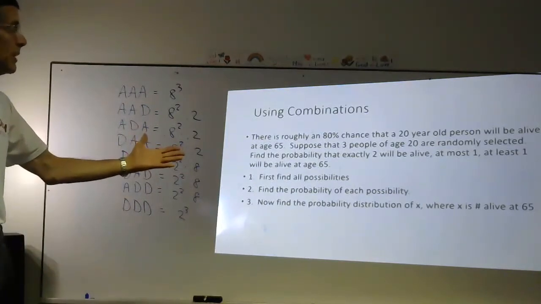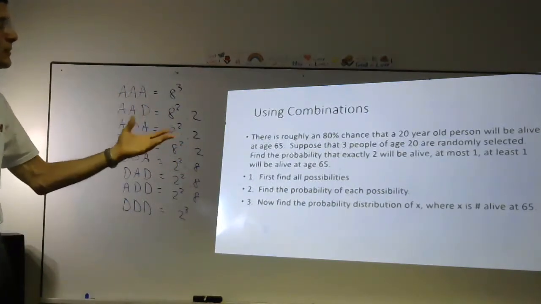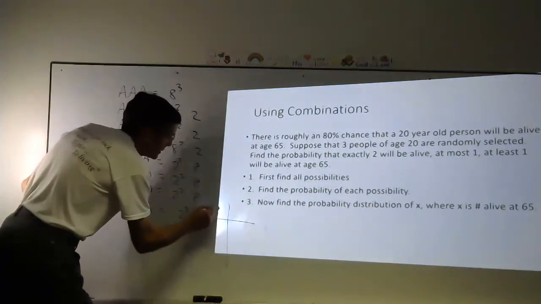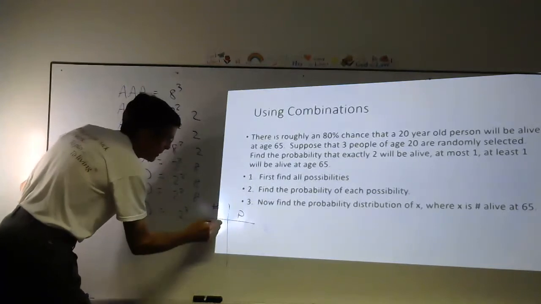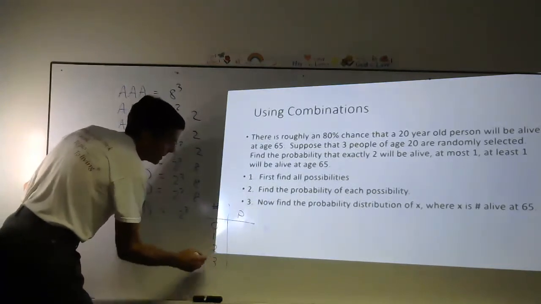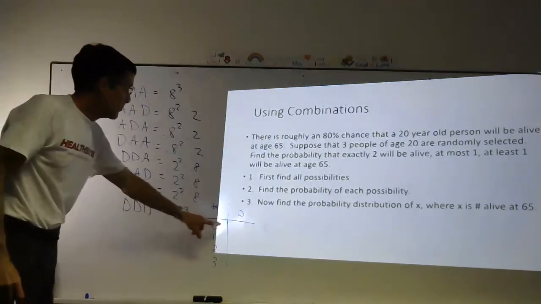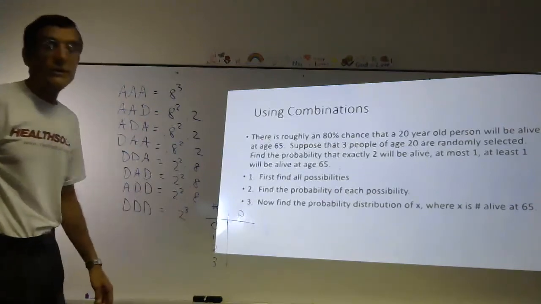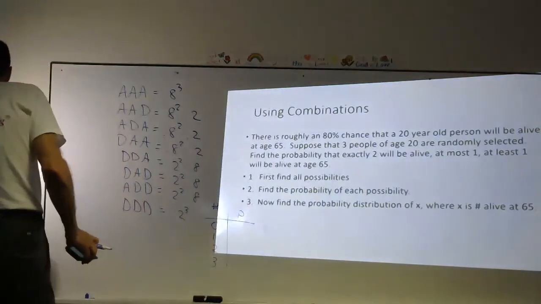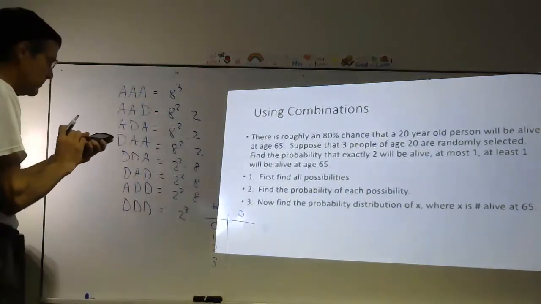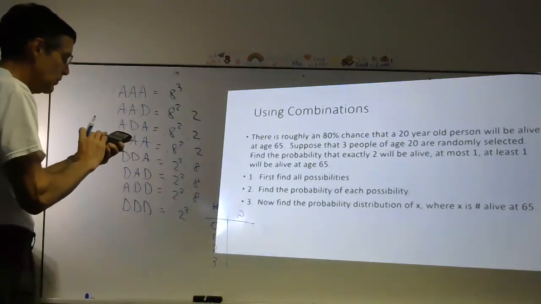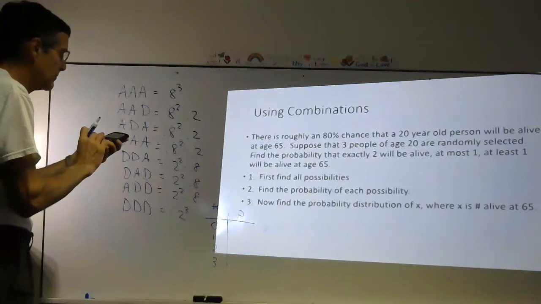So I found the probability of each possibility. All right, now let's find a probability distribution where X is the number alive at 65. So what we want is the number alive and the probability. So I have 0 alive, 1, 2, or 3, and now we've got to find a probability. The probability of 0 alive would be that they are all dead. So I've got to do 0.2 cubed, and 0.2 cubed should be 0.008, I think.